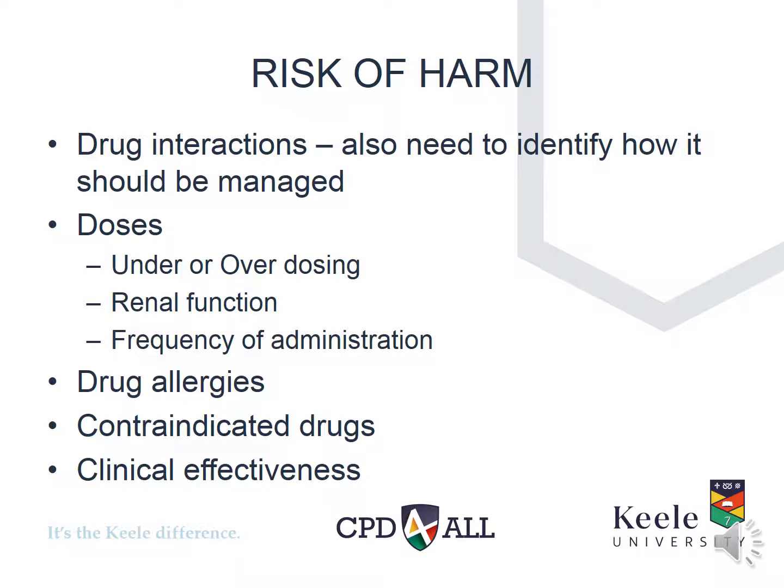Drug allergies, contraindications, and also you could put a patient at risk from a clinical effectiveness point of view. So for example, if you suggest an ACE inhibitor for a patient who is 90 years of age, whilst yes, the ACE inhibitor is licensed in hypertension, this is not the most clinically effective option for a 90-year-old patient. The evidence base for other options is better.